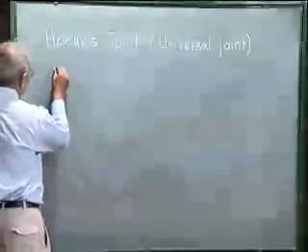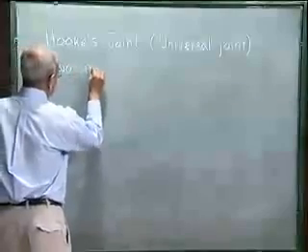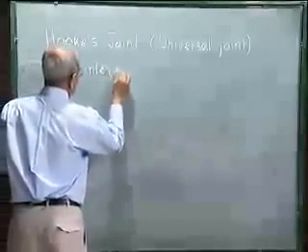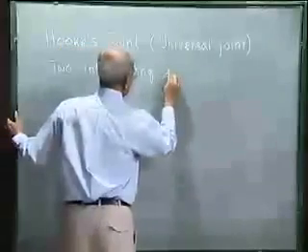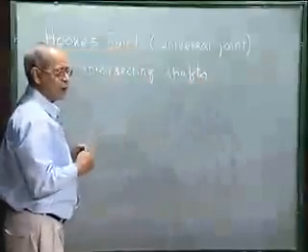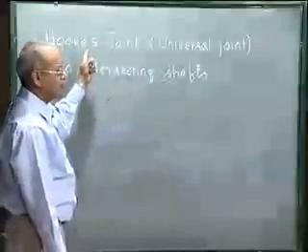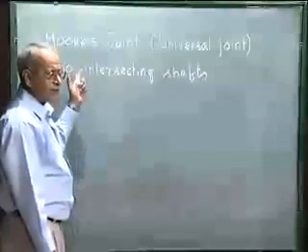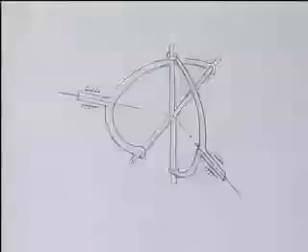To transmit power between two intersecting shafts. The axes of two shafts, if they are intersecting at a point, then the power can be transmitted from one shaft to another by what is known as a Hooke's joint. First, let us have a look at the physical construction of such a Hooke's joint.